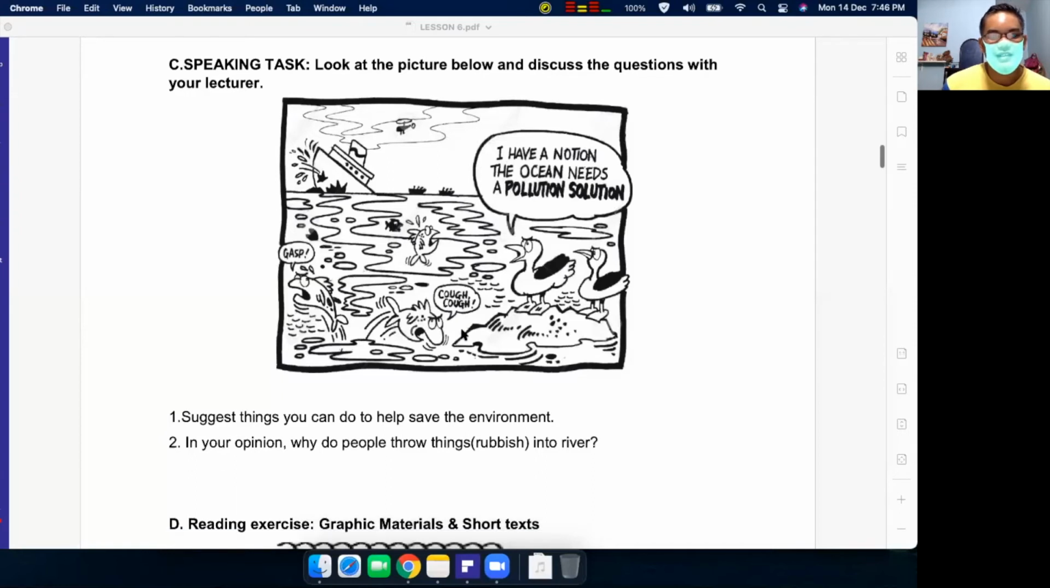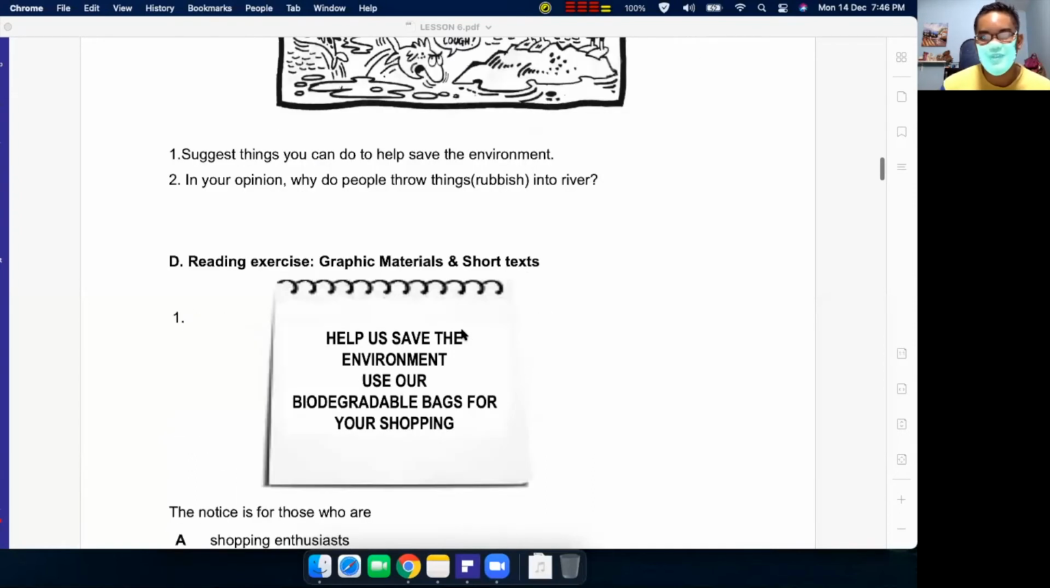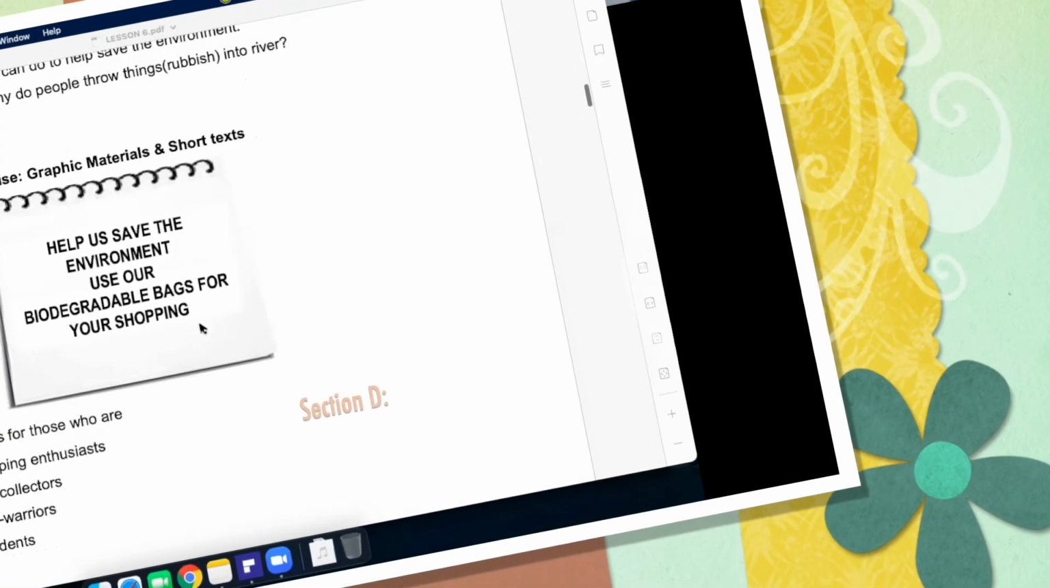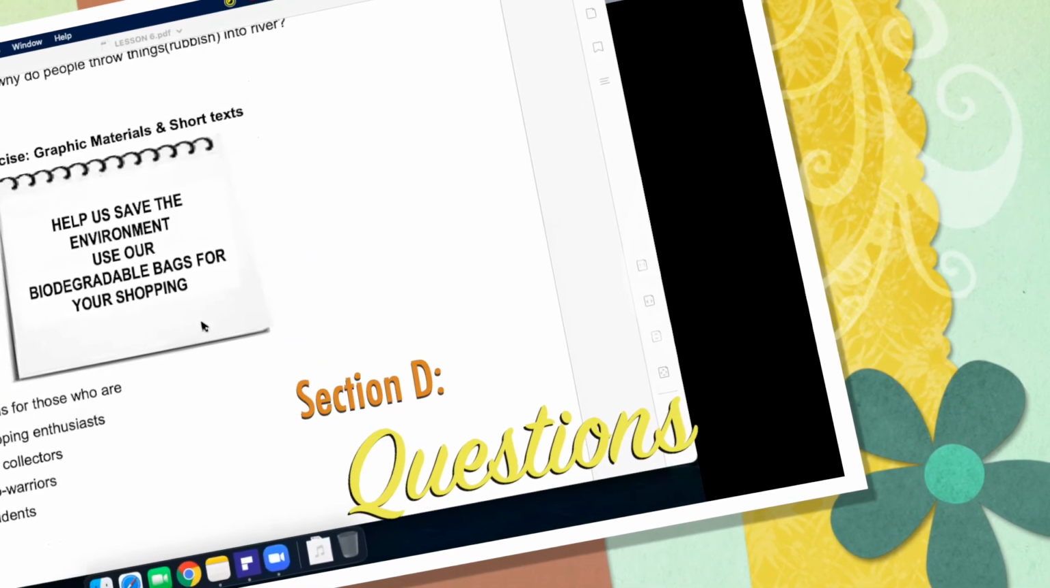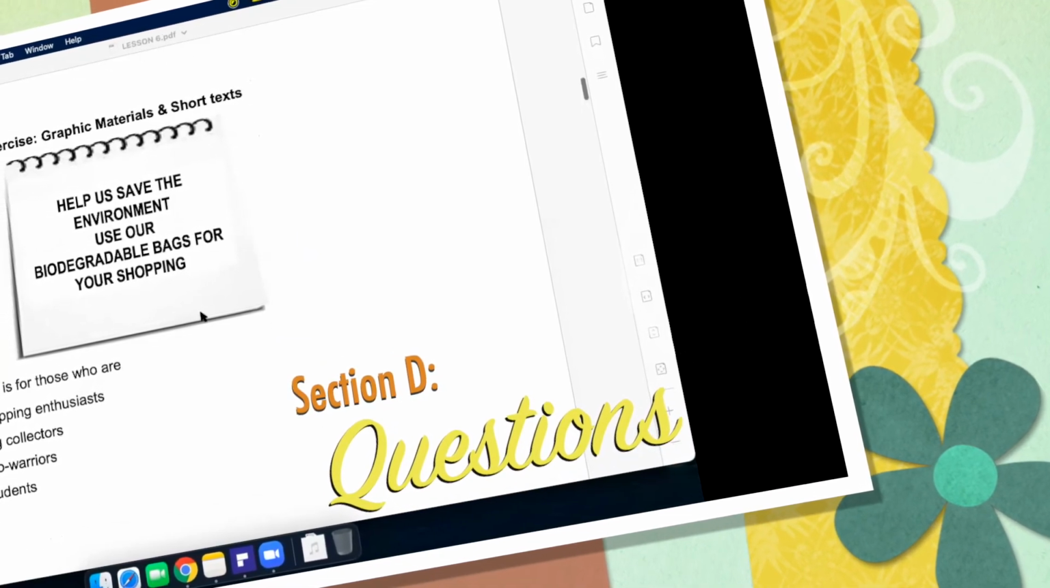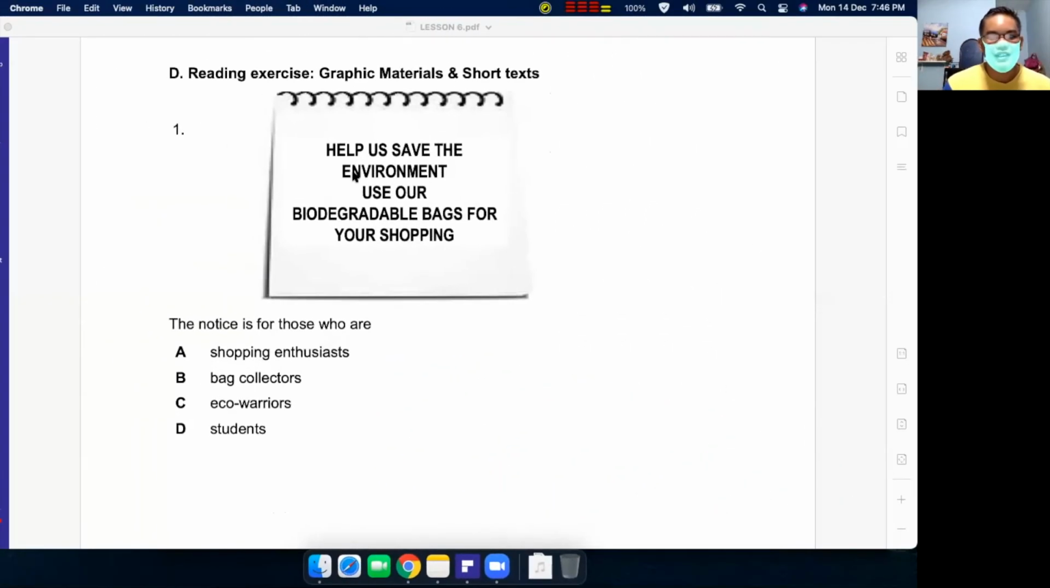So that's section C. Quite long, isn't it? Reading exercise, traffic materials, and short text. This is section D. Okay, so you are given this one, some sort of a calendar. Help us save the environment. Use our biodegradable bags for your shopping.